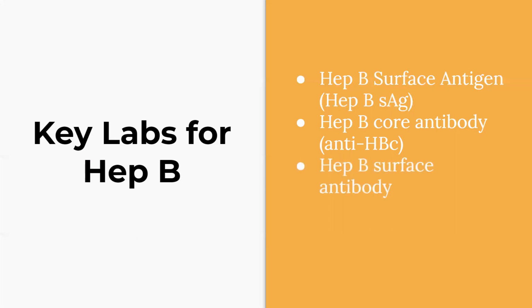And then the next thing is your surface antibody. There are some other ones that come up. This is a little bit out of order, but the Hep B surface antibody is what your body makes in response to that surface antigen that's on the virus.